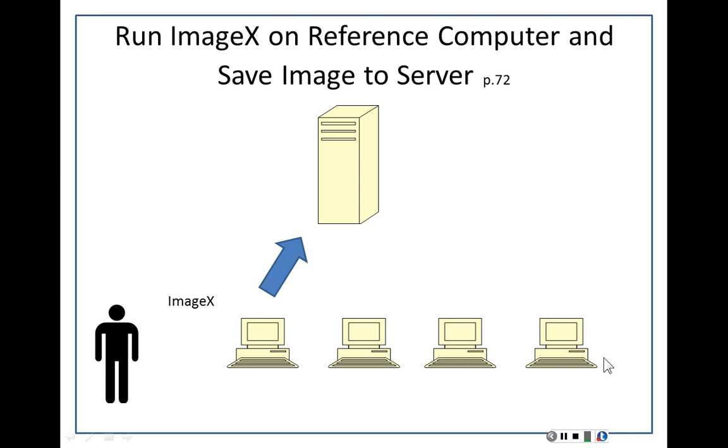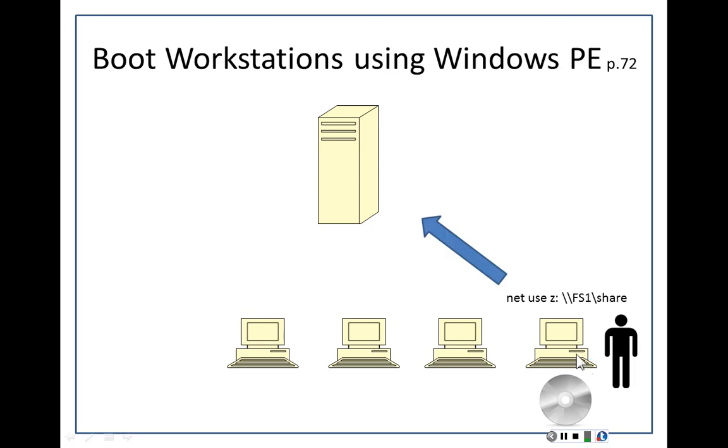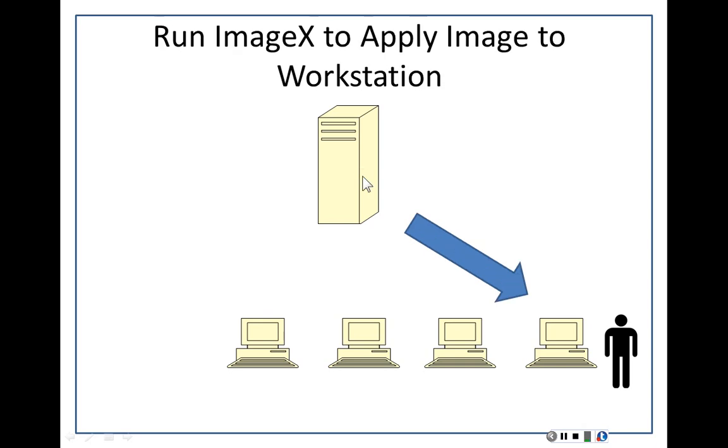Then what the technician does is goes to a workstation, and he boots from the Windows PE DVD. Why does he do that? Why doesn't he just boot the PC? Well, theoretically, this is a brand new computer with nothing on the hard disk, so you've got to boot to something. So you boot to Windows PE, which is a bootable DVD, and then the technician maps a drive to the deployment server, which has the image, and then uses Imagex to pull the image off the deployment server and push it down to the workstation.